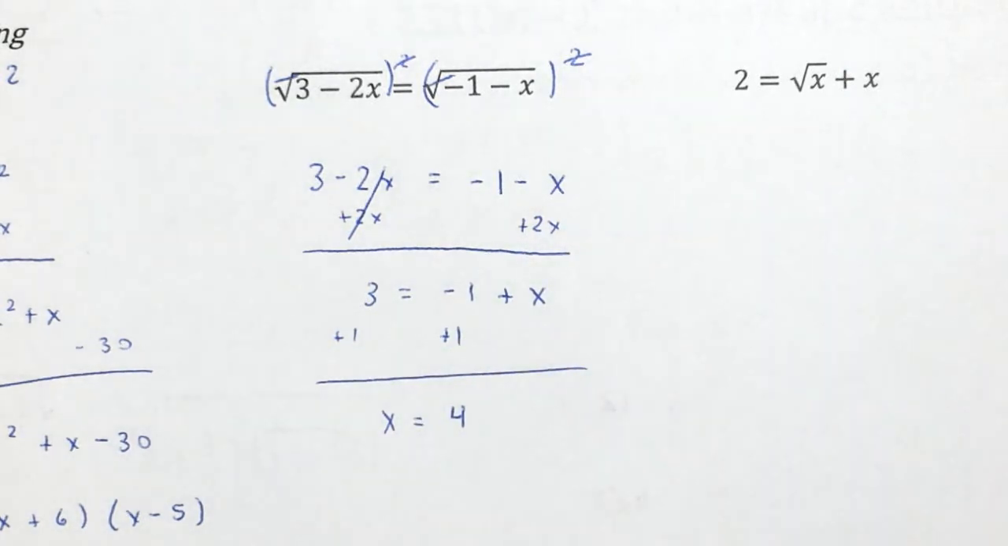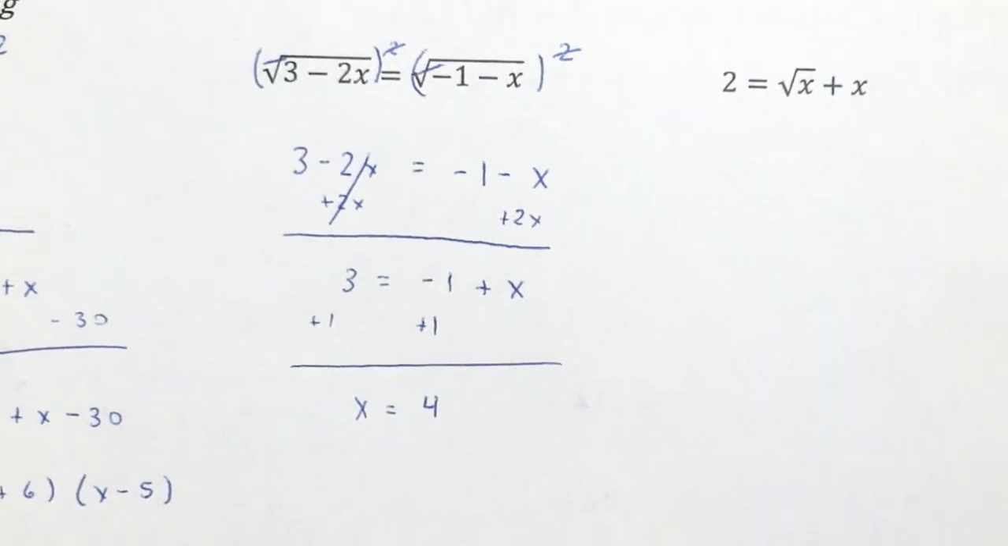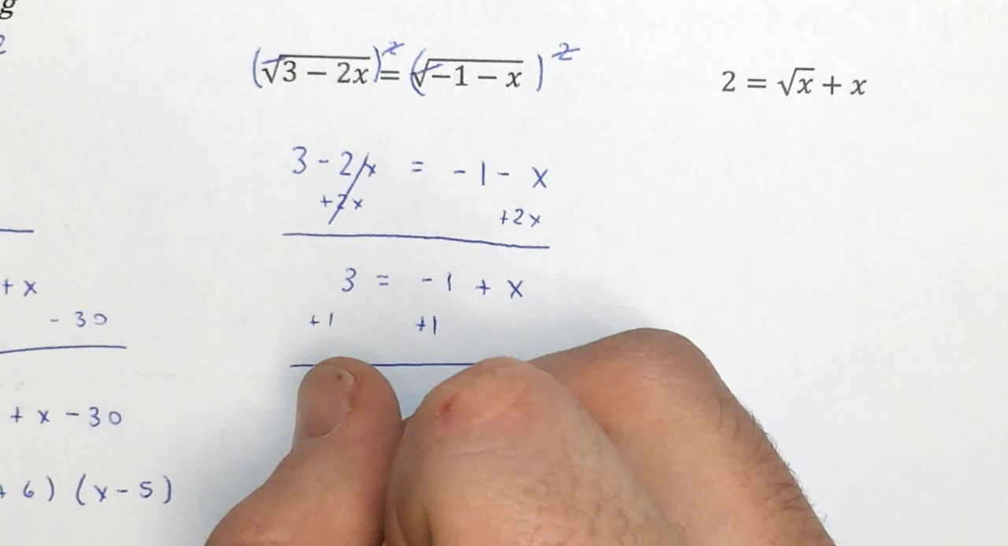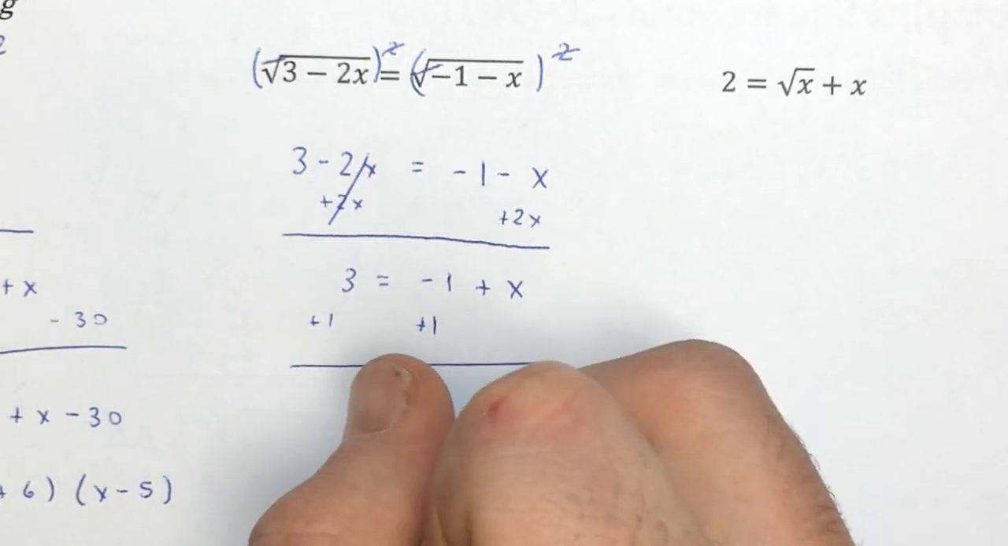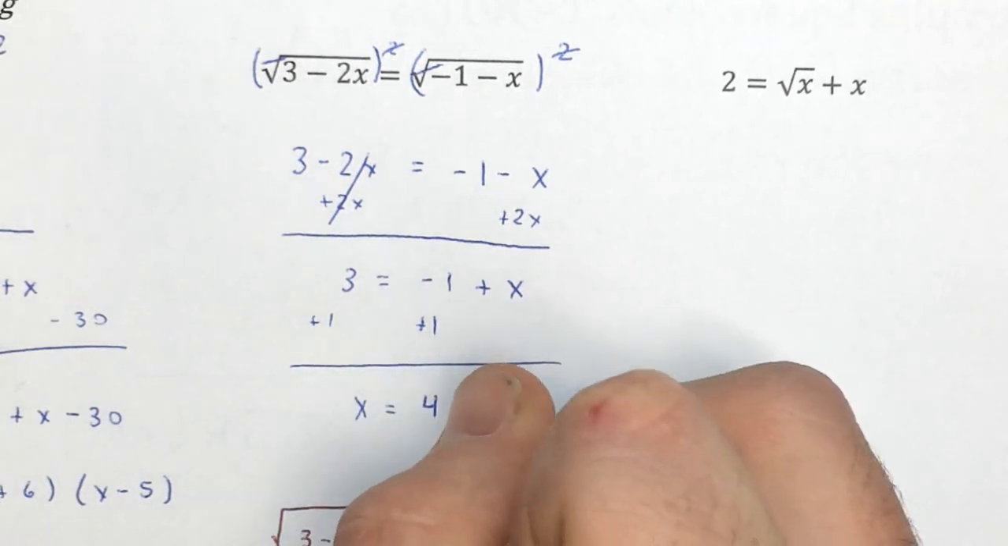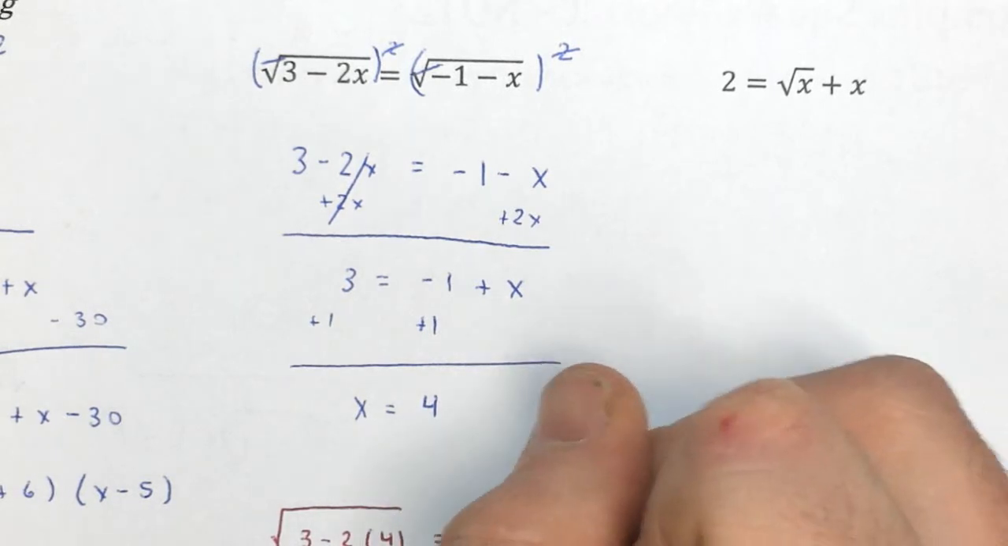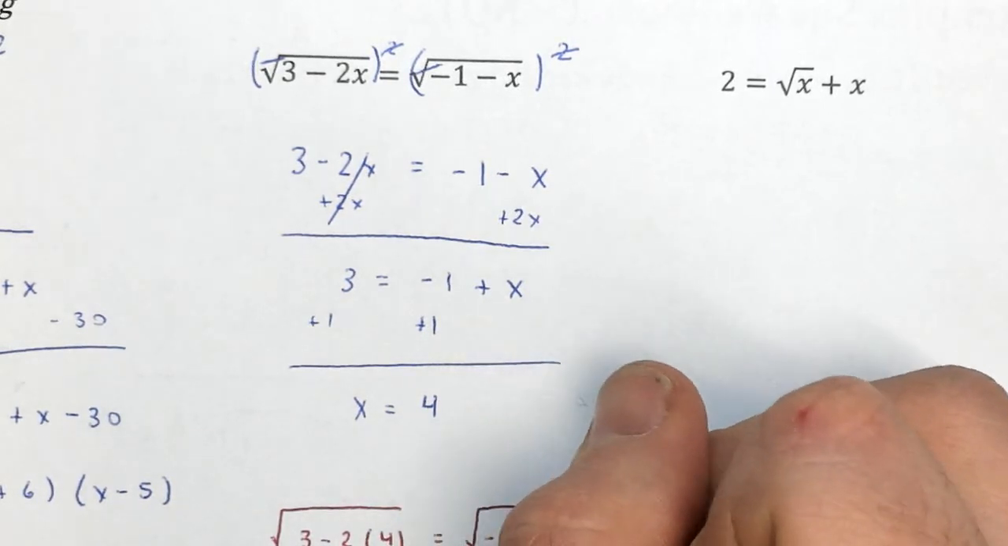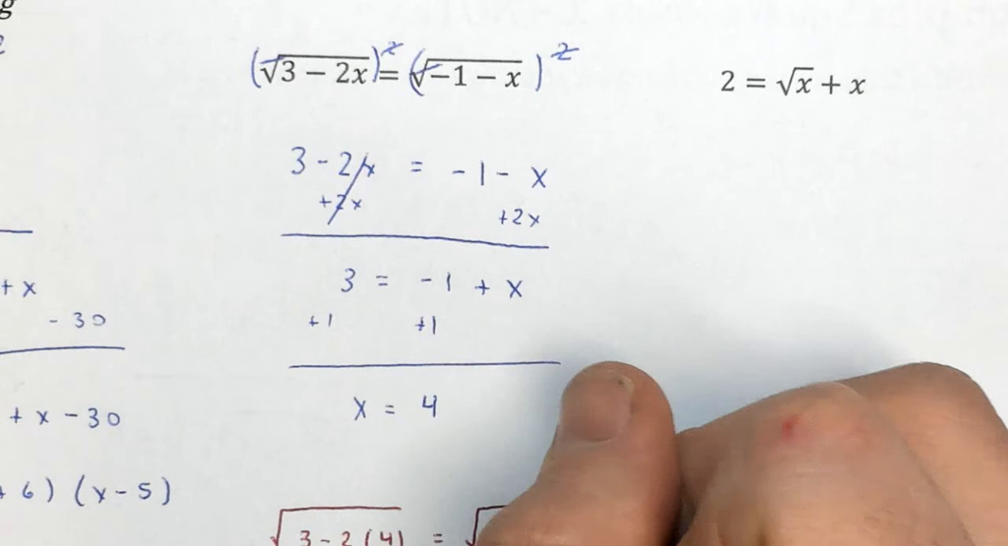Are you happy with that answer? No. No, I'm not. You got to check it. For now. Yeah, for now. So, I'm going to plug in 4. So I have square root 3 minus 2 times 4 is equal to square root negative 1 minus 4.